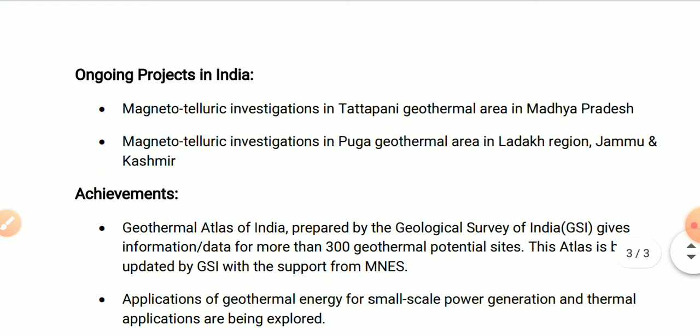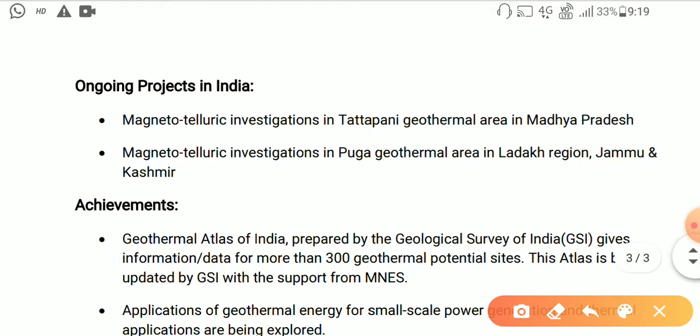An ongoing project in India is the magnetotelluric investigation in Tattapani geothermal area in Madhya Pradesh. The second ongoing project is the magnetotelluric investigation in Puga geothermal area in Ladakh region, Jammu and Kashmir. This is the major project going on there related to the identification and location and also extracting the geothermal energy.